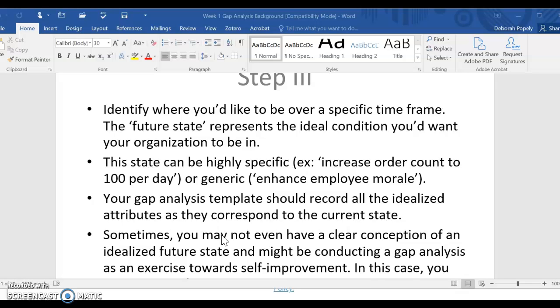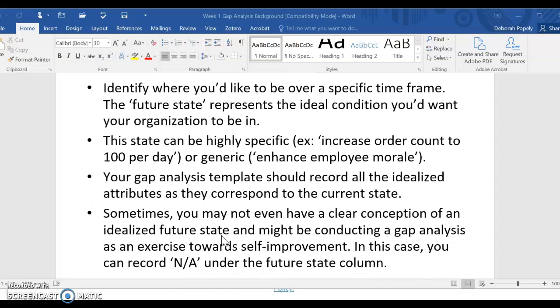What's the future state? This can be very specific. It can be like increase orders to X amount or improve employee morale from X% satisfaction to a higher percentage satisfaction. So you would record what these improved or idealized attributes would be in your future state.